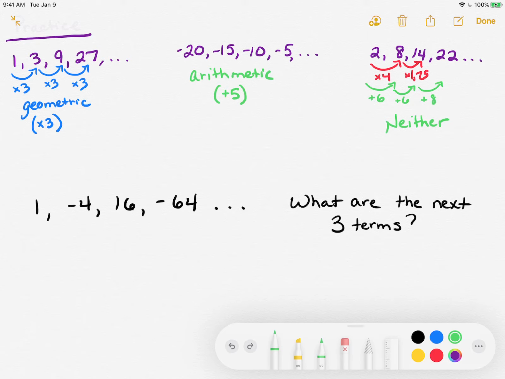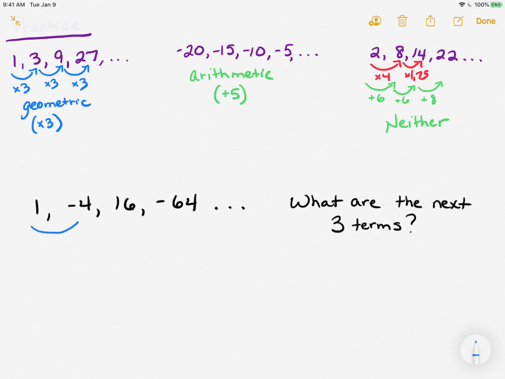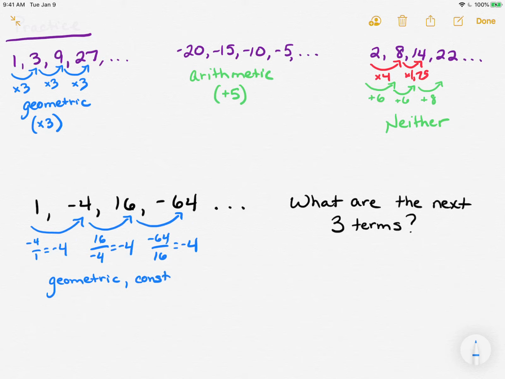So let's find what it's going up or down by. Let's find our ratios here. Oh, very good. So Abby said, I think you're multiplying by negative 4. If I do negative 4 divided by 1, I get negative 4. 16 divided by negative 4 is negative 4. Negative 64 divided by 16 is negative 4. So this is geometric. And then the next one would be positive 256. Oh, spoilers. This is geometric because we have a constant ratio. And what is the constant ratio? Negative 4.